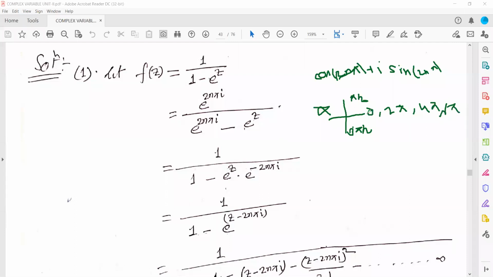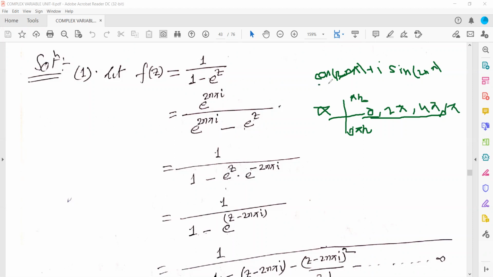Okay, so at this point, these are what? Even multiples of pi. So now at this point, all the values are the same. That means whatever the value of sine or cos at this point, it has the same value for 2 pi, 4 pi, 6 pi, 8 pi, 10 pi.